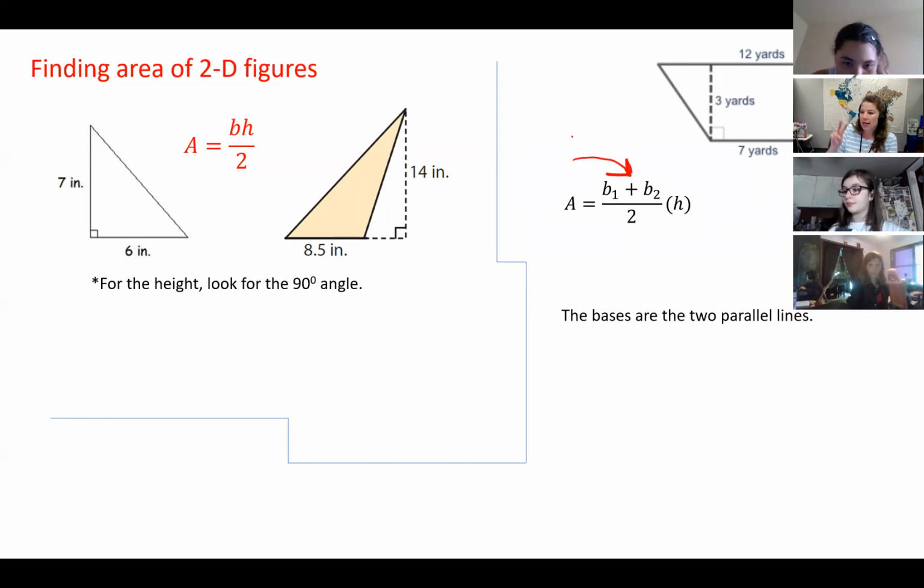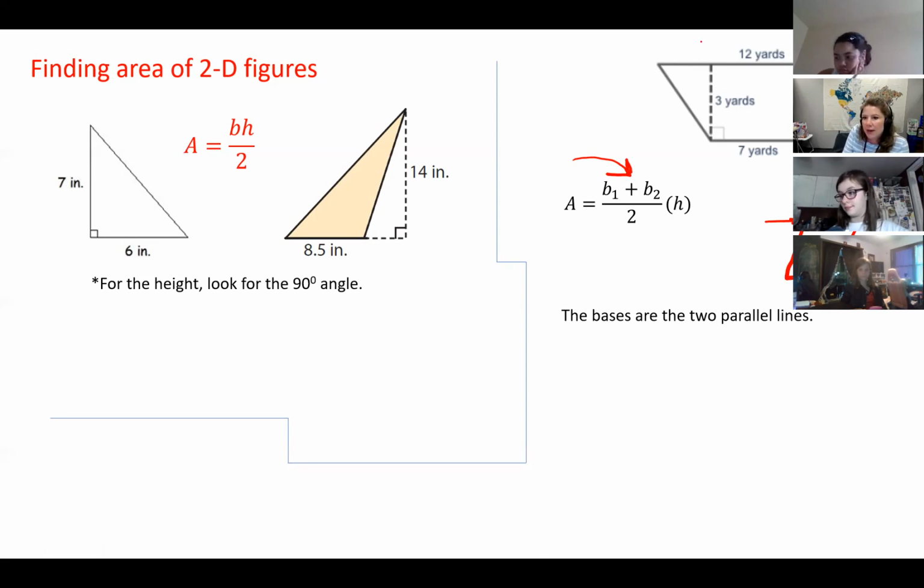So all trapezoids have 2 bases, and the bases are always the parallel sides. So the 2 sides that are parallel to each other are the bases. Sometimes, look at the screen here, a trapezoid will look like this, okay? And so this and this are our parallel sides. So it's not always the top and bottom. Sometimes it's the 2 sides that are parallel.